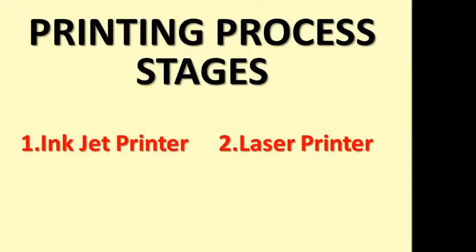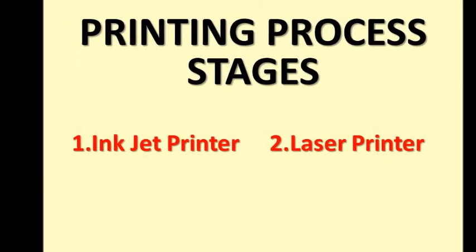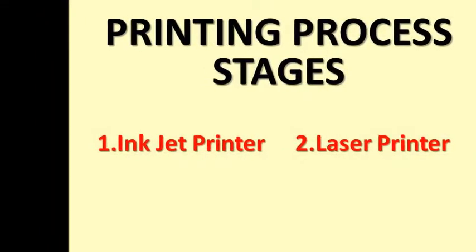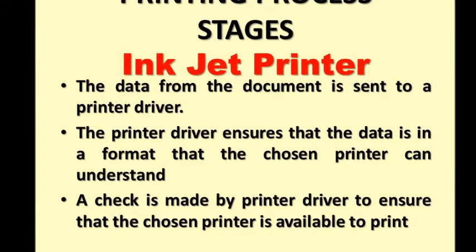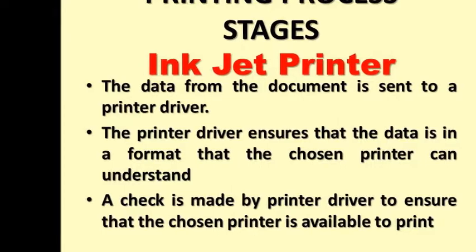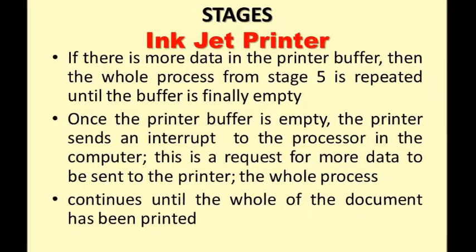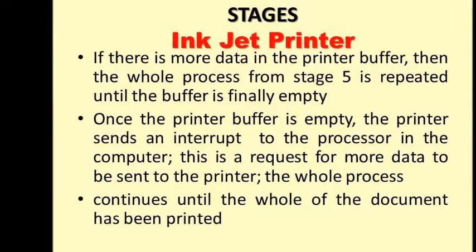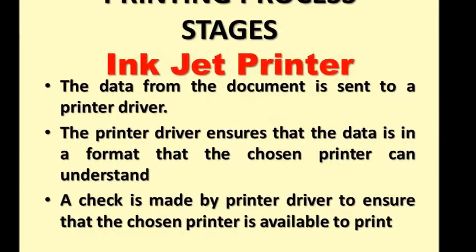When a user wishes to print a document using an inkjet printer, the following sequence of events takes place. Whatever technology is used, the basic concept and printing process are the same. The very first step is that the data from the document is sent to a printer driver. This is a very simple step. Then the printer driver ensures that the data is in a form that the chosen printer can understand. The data sent by the user must be in a form that the printer can understand.